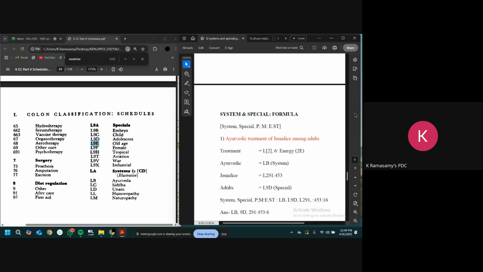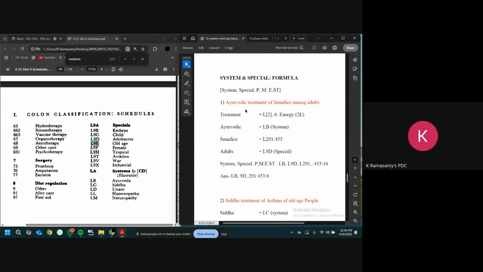How to write? System, comma, special, comma, personality, and other things. For example, here, Ayurvedic treatment of jaundice among adults. Here, Ayurveda as a system is LB. I have found out Ayurveda means LB system. What about the adults? I'm talking only about the medicine meant for adults, adolescent, L9D. L9D stands for special. That's over.